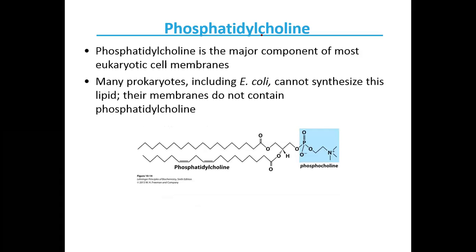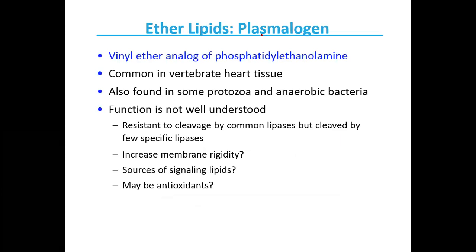Phosphatidylcholine is the major component of most eukaryotic cell membranes, and many prokaryotes, including E. coli, cannot synthesize this lipid. Their membranes do not contain the phosphatidylcholine molecule. So this is mostly present in the eukaryotic cell membranes.